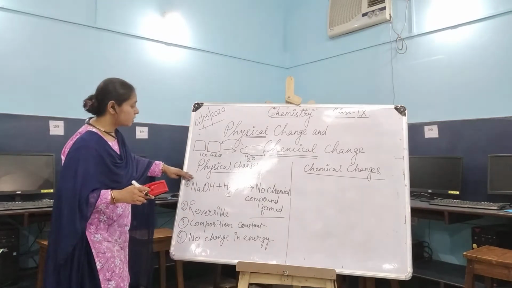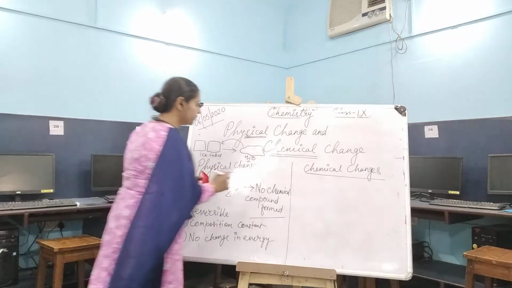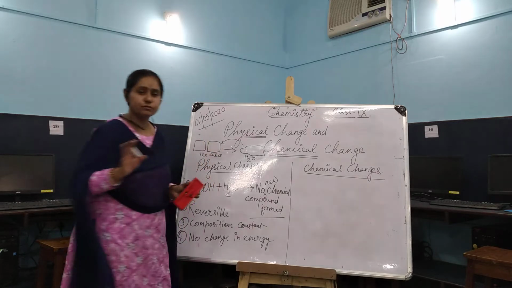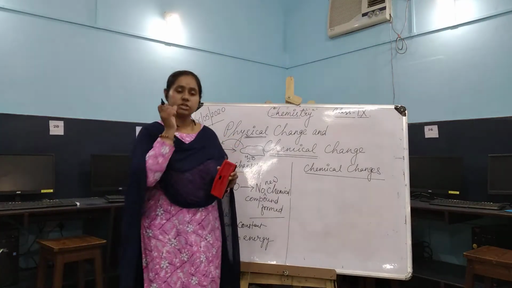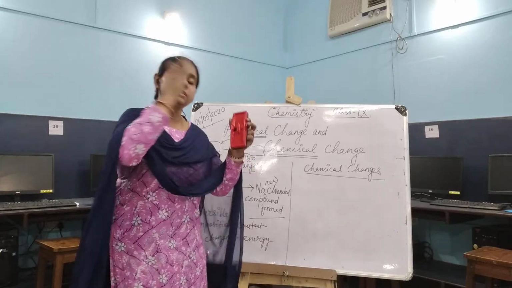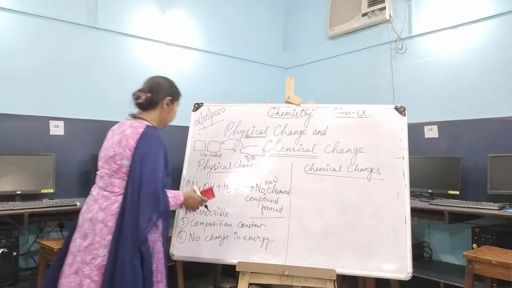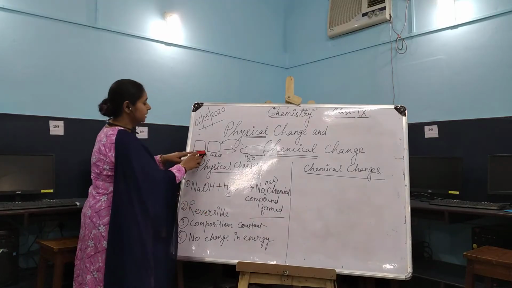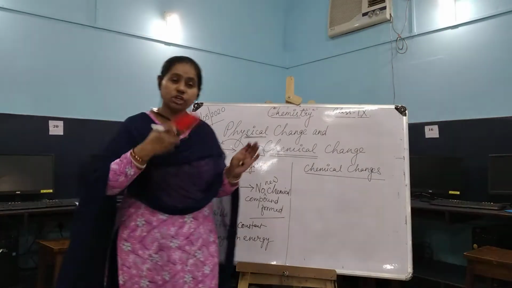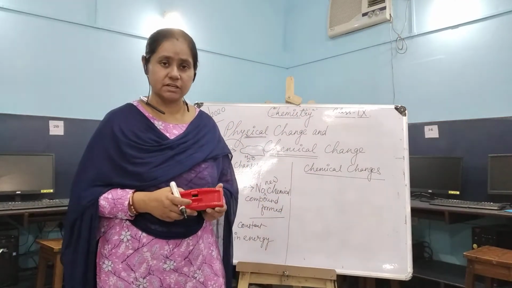The very first property is that no new chemical compound is formed. No properties will be changed. It is the same parent compound that you will get. The next is that they are reversible in nature. That is, once a change has taken place, it can be reversed back once again.